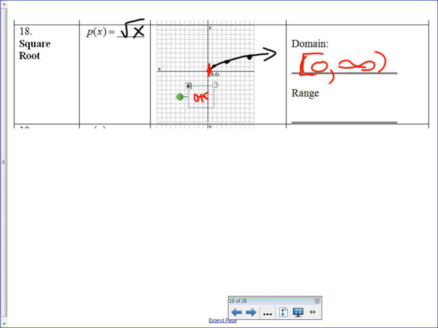Same rule. Where can he walk? Well, he has to start walking here and he goes up. Now this function goes out faster than it goes up, but it's still going up forever. So the range is 0 to infinity. And once again, this is a square bracket because 0 is an included point in the range.